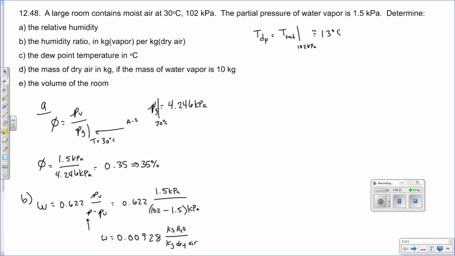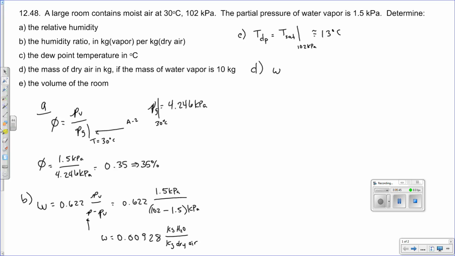The mass of dry air in kilograms. What's the mass of dry air in kilograms if the mass of water vapor is 10 kilograms? Well, this actually goes back to part B. Part B told us that the absolute humidity was 0.00928 kilograms H2O over kilograms of dry air.